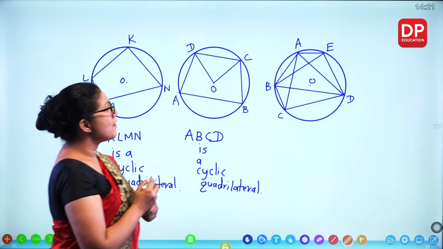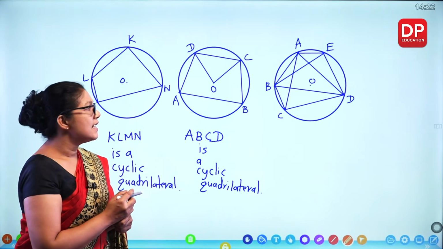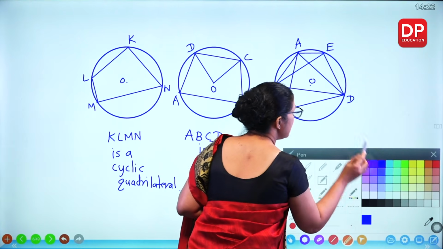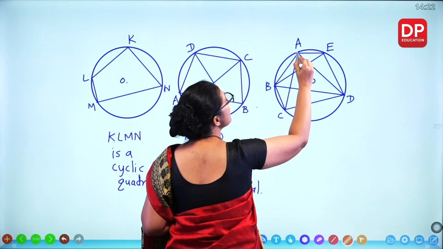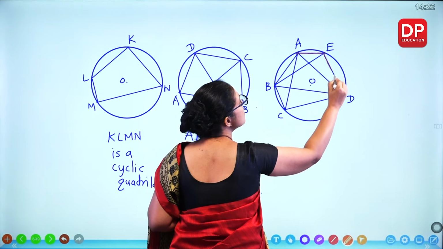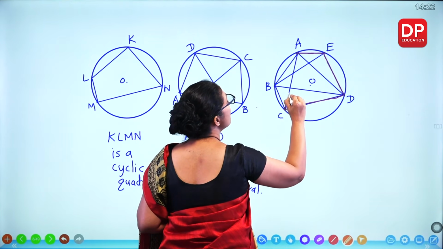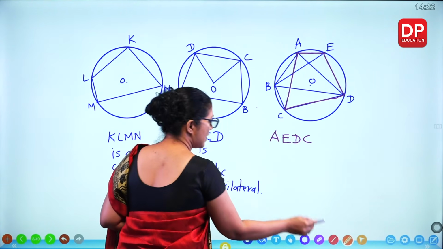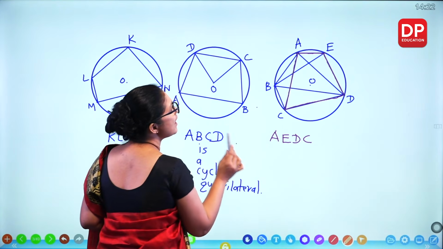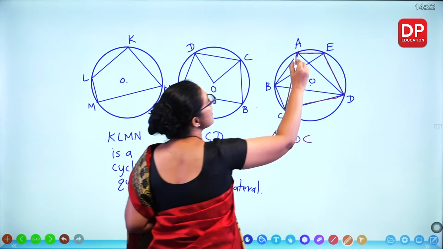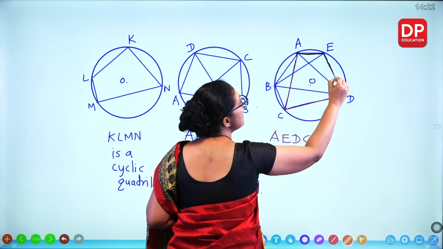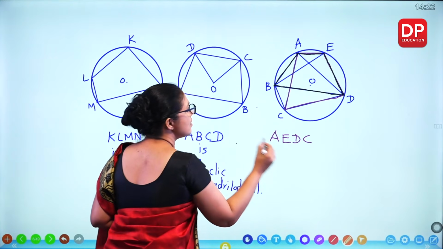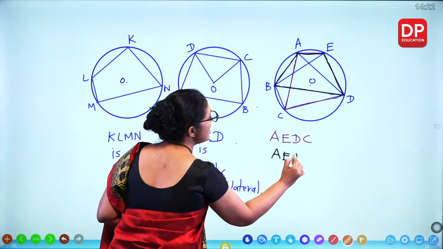Now look at this one. You have been given 5 points on the circle. Identify all cyclic quadrilaterals. We'll take starting from A: 1, 2, 3, 4. So what's that? A, E, D, C. Take another one starting from A. Do you get another one? A, E, D, B. That's also a cyclic quadrilateral.